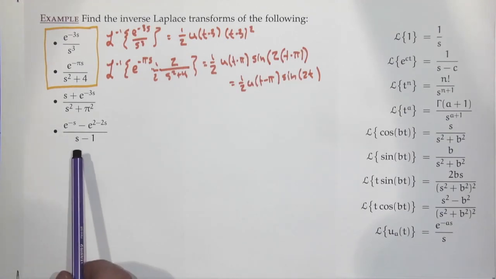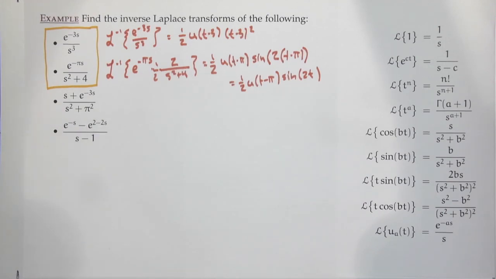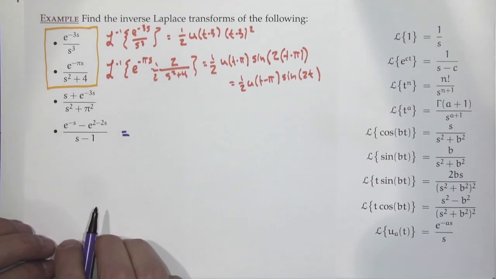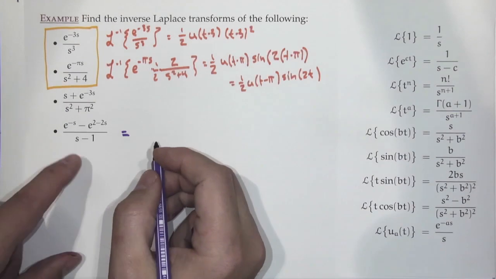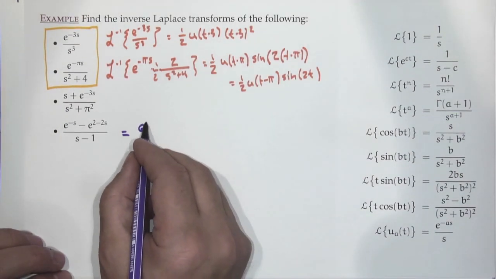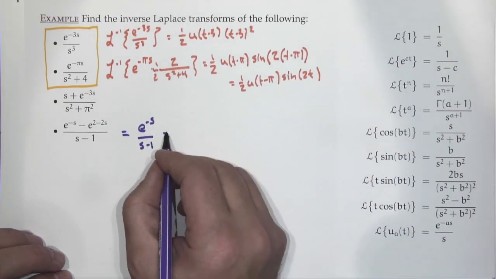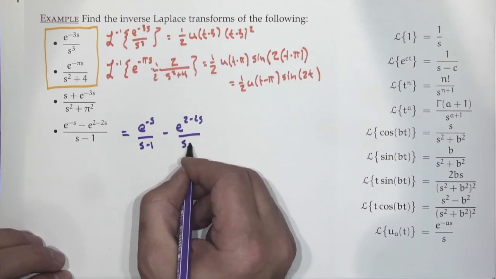e to the minus s over s minus 1 minus e to the 2 minus 2s over s minus 1. Well, what are some things we can do here? Pull it apart. I like that. Now, of course, when we pull things apart, we can only pull it apart using the upstairs. Those are partial fractions. So e to the minus s over s minus 1, subtract e to the 2 minus 2s over s minus 1.